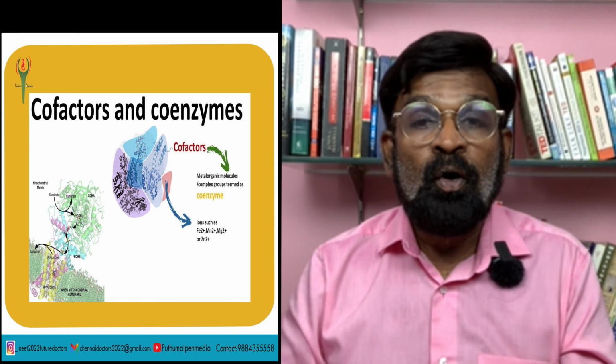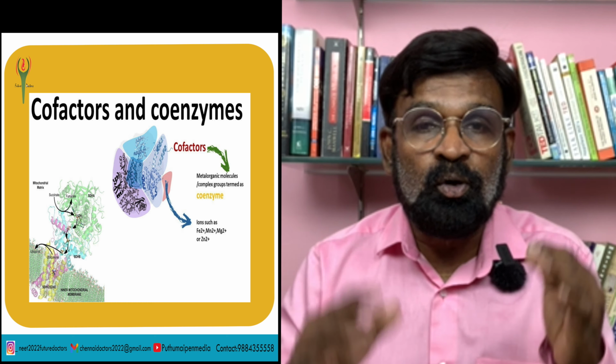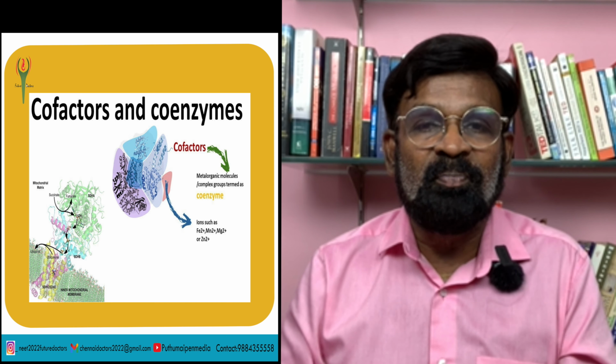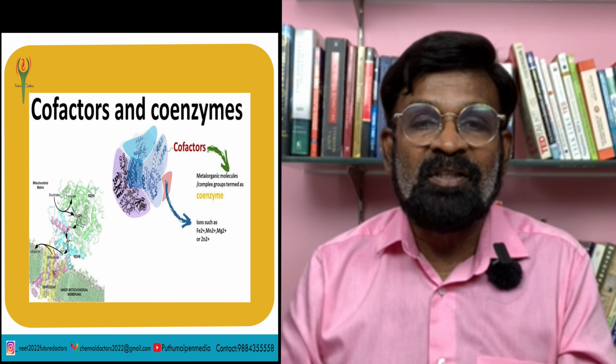What are the cofactor types? Number 1 is the prosthetic group. Number 2 is the coenzyme group. Prosthetic group and the coenzyme group.